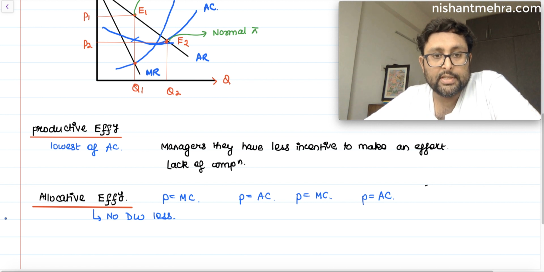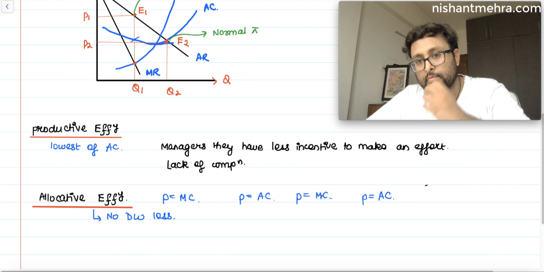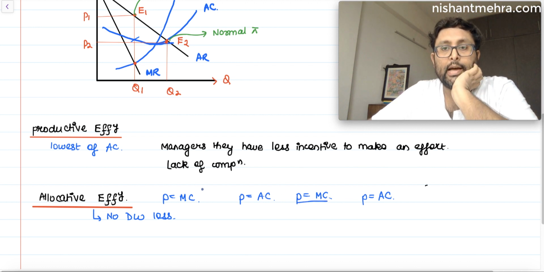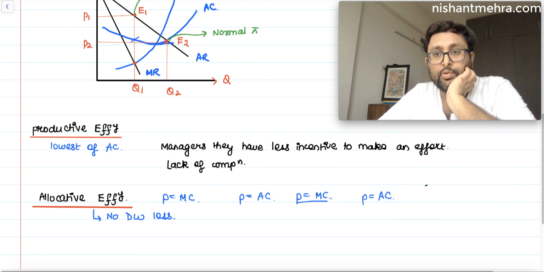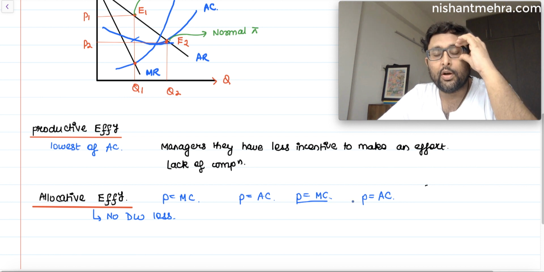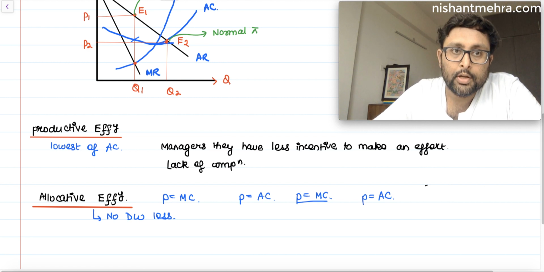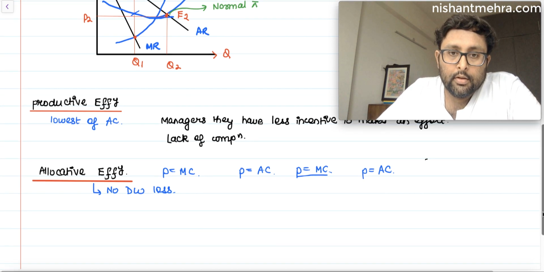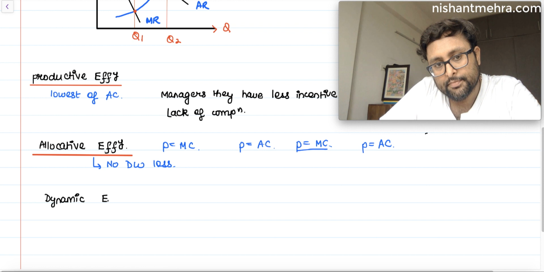So for allocative efficiency, you would require P equals MC, right? Eventually this condition will hold, and since you also have to produce at P equals AC, but AC is equal to MC, so P is equal to MC. So the firms in the contestable markets are going to be allocatively efficient. Then you have dynamic efficiency.